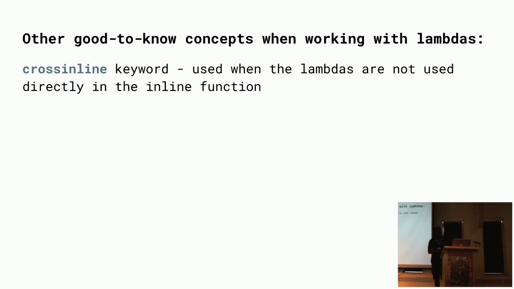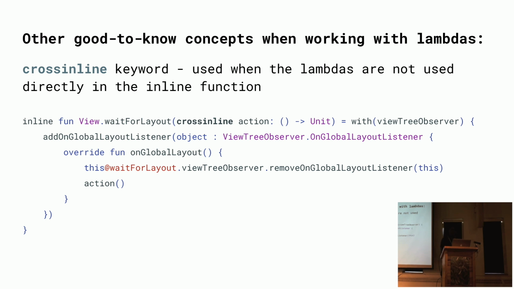The next concept I'd like to talk about is the crossinline keyword, and it's used when the lambdas that you pass into your function are not directly used in that function, but they're used in another context, like maybe in another thread, in another execution context, or in another object, or in another anonymous class. For example, sometimes we want to wait for layout on Android before we can measure the height of a view or something like that. And so you want to write an extension function for the view class, and you pass the action to execute when the view tree observer has completely laid out the view.